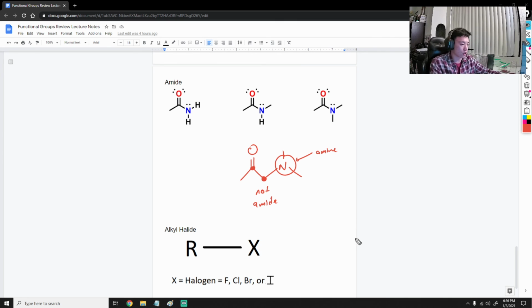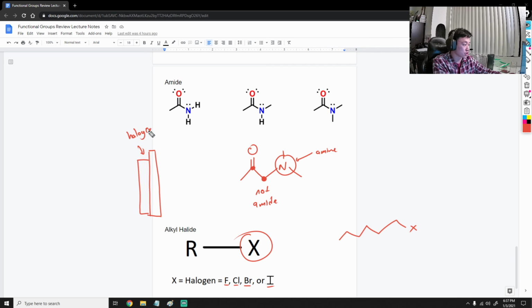And then lastly, we have alkyl halides. Alkyl halides are carbon chains with the end of the carbon chain being an X, which symbolizes halogens. Now, halogens are going to be the elements fluorine, chlorine, bromine, or iodine. And when you look on the periodic table, if you go all the way to the right, you're going to have the second to last column. This is going to be the halogens.